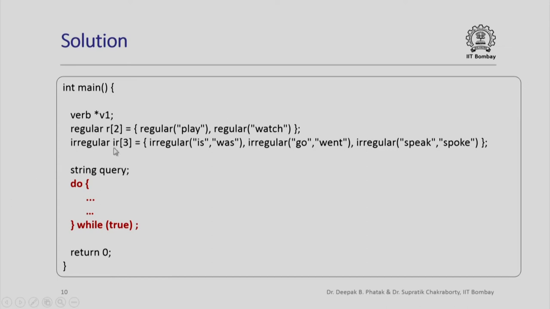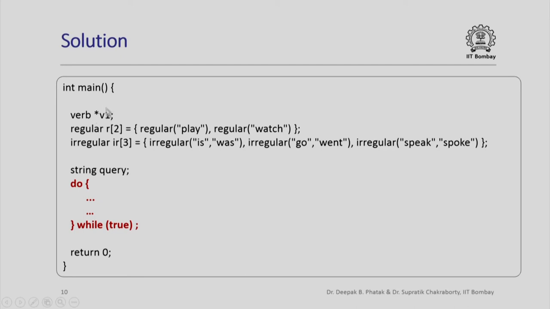Similarly, I have this array IR of irregular verbs. This array is of size 3. And I am going to instantiate this with three objects of the class irregular. Each object is obtained by invoking the constructor of the class irregular with appropriate strings passed as arguments. Recall that a constructor of the class irregular requires the verb as well as its past tense to be passed as arguments. And so that's what we have passed as arguments here.